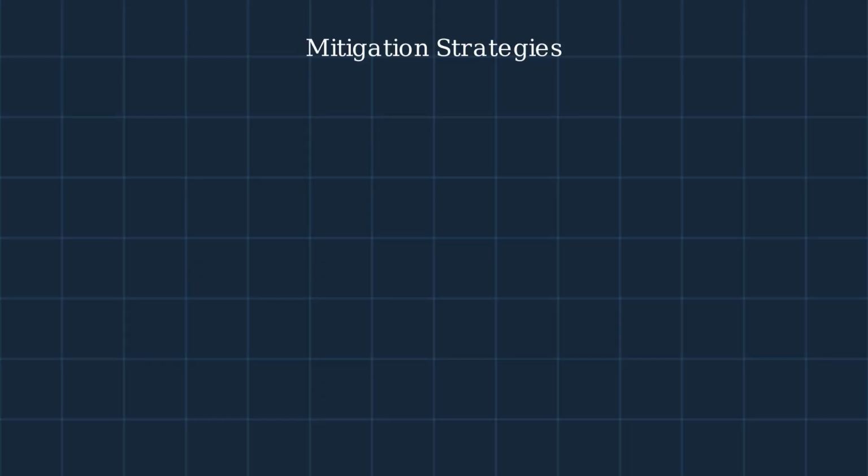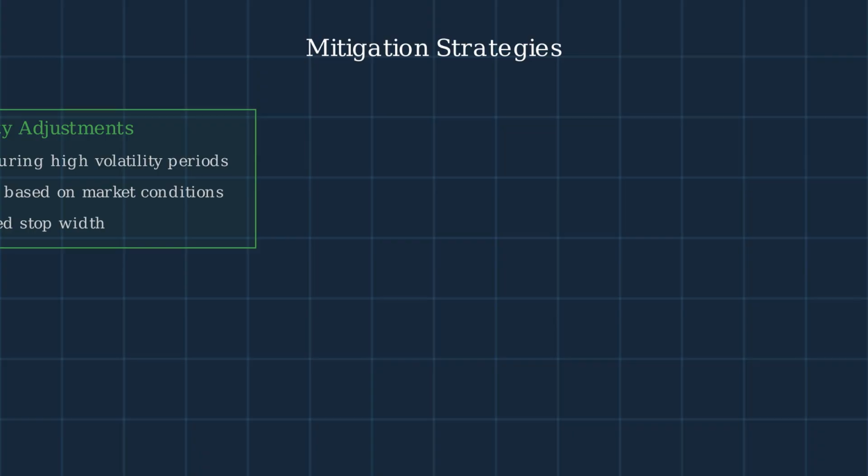Fortunately, there are several effective strategies to mitigate these limitations. Let's look at 3 key approaches that can significantly improve your results when using the Chande Kroll Stop. First, adjust your stop width based on market volatility. During high volatility periods, using wider stops can help avoid premature exits. Consider using the average true range to automatically adjust stop distance based on current market conditions.